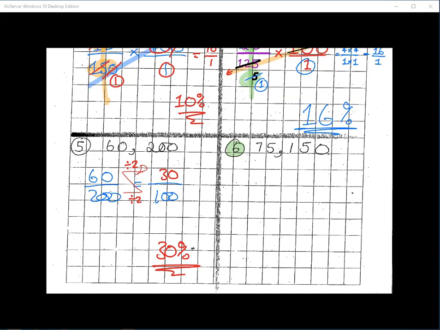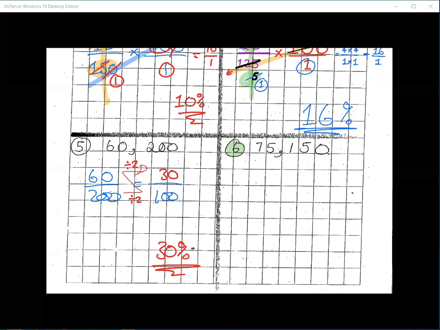The next question is question number 6. We have 75 over 150. Question number 6: we have 75 as a percentage of 150. So 75 over 150, and we can times that by 100 over 1. We can do some nice easy cancelling here by cancelling in this direction. We divide that by 75, divide that by 75. Then we can cancel diagonally now. 2 divided by 2 is 1, 100 divided by 2 is 50. So that'll give you 1 times 50.